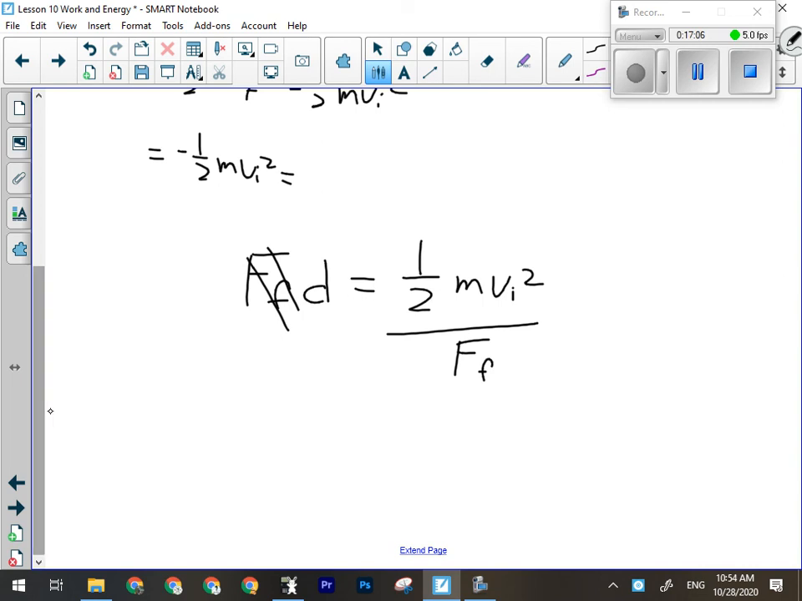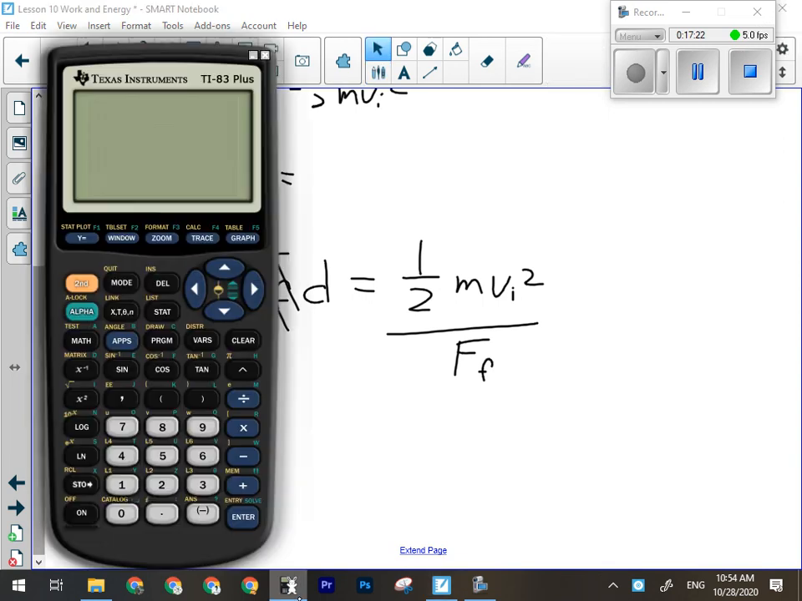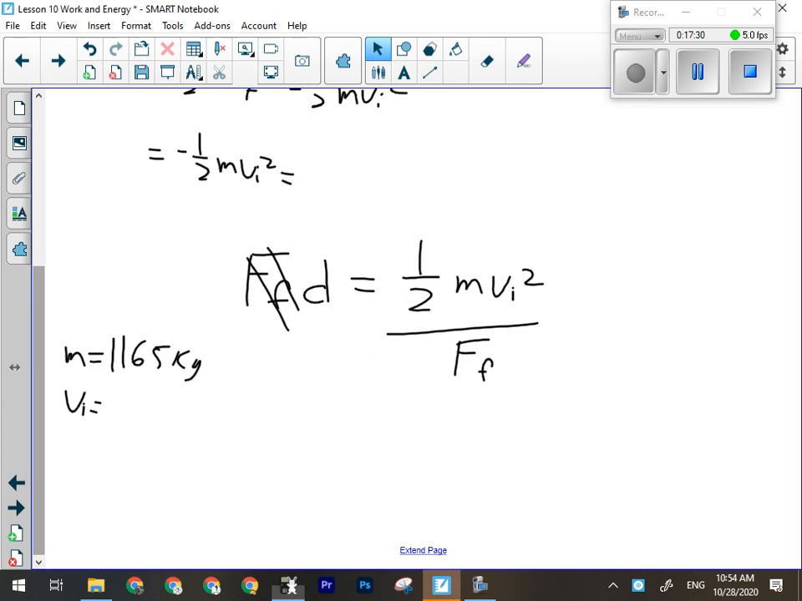We're going to take some numbers. We'll take the numbers from this thing here. We're going to say the mass of the car is 1,165 kilograms. And let's say we're going the speed limit. Okay, so let's say we're going 30 kilometers per hour. Okay, so that's 8.3 meters per second.